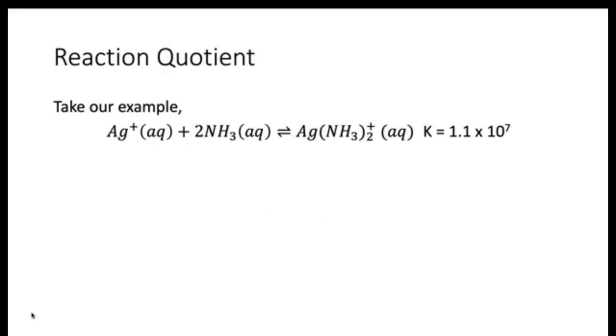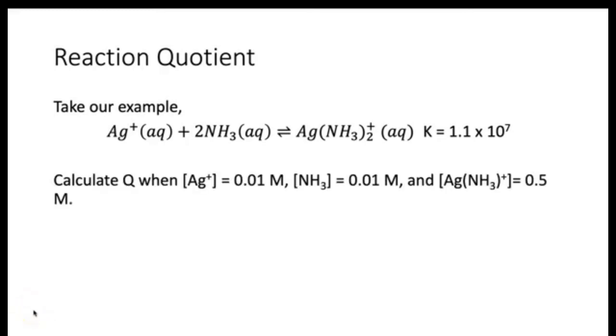So let's do an example using the reaction quotient. Let's take our same reaction we've been dealing with through the whole video, where we have our silver and ammonia forming our complex. We're going to use the K we determined from delta G, similar to the one we determined experimentally, so it doesn't really matter. Let's calculate Q when silver is 0.01, ammonia is 0.01, and the silver complex, now once again I've dropped the 2 for some reason, is 0.5 molar. So let's figure out if this reaction is going to move towards reactants or products.